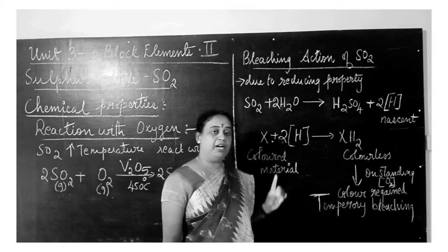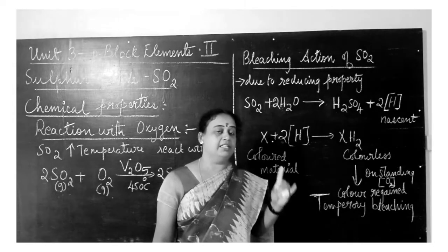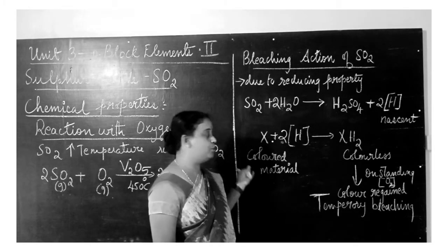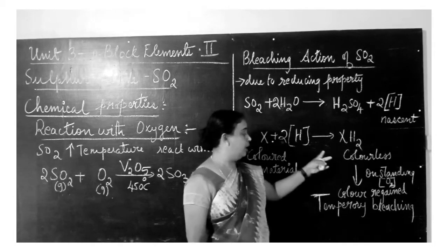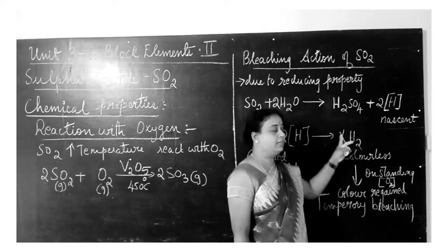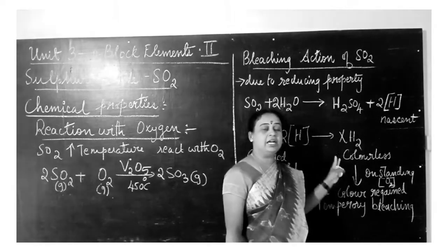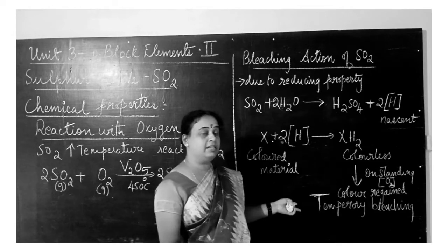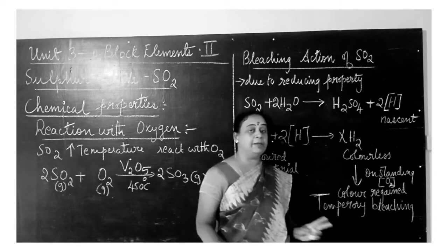Sulfur dioxide combined with water to form sulfuric acid and nascent hydrogen. This nascent hydrogen is responsible for turning the colored material into colorless material, that is XH2. So the colored material is becoming colorless. These colorless substances, on standing, regain their color, so that's why sulfur dioxide is acting as a temporary bleaching agent.